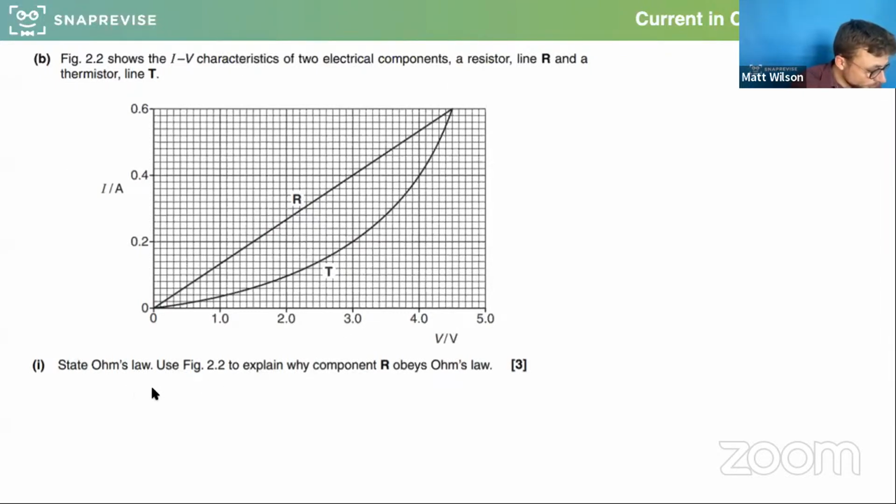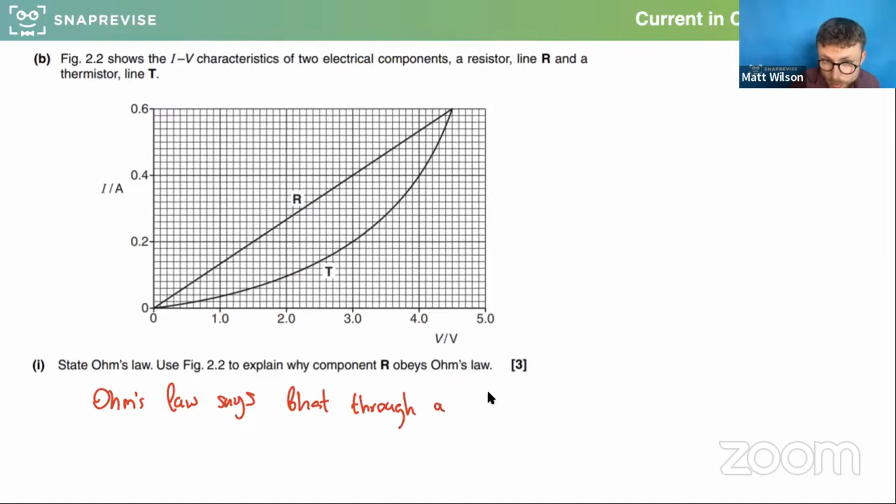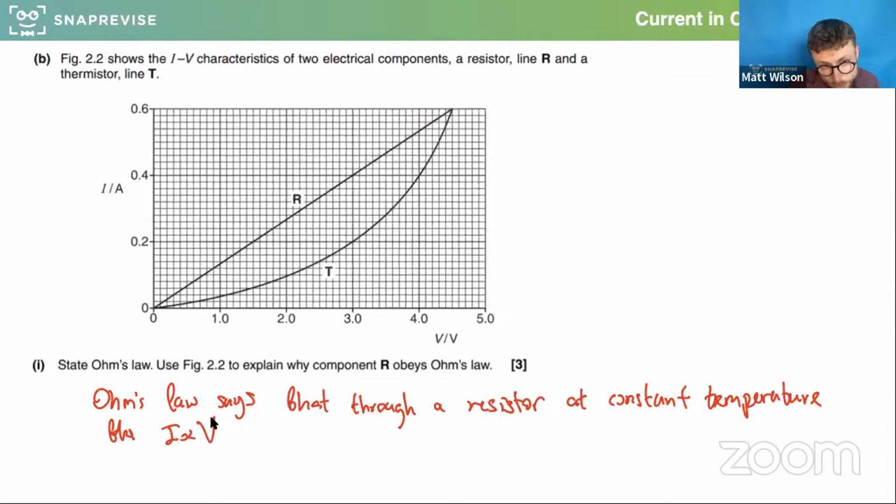So Ohm's law says that through a resistor, at constant temperature, current is proportional to the voltage. In other words, V equals IR.